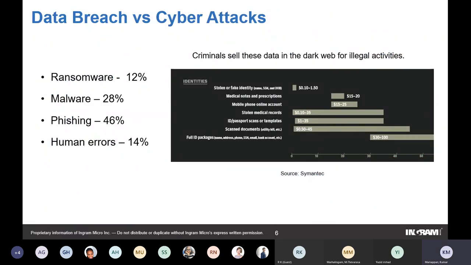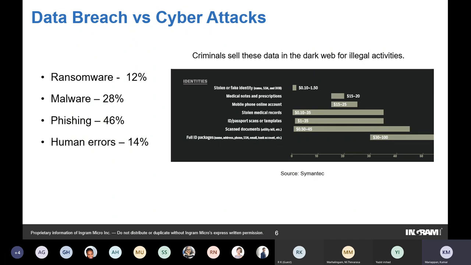So in this slide, we are going to talk about data breach versus cyber attacks. These are some of the cyber attacks which result in a data breach. And you can see that human error constitutes 14% of data breaches. Phishing is the highest, because email is one of the most common threat vectors available to a cyber criminal to penetrate an organization. That is one of the reasons why phishing constitutes 46%.